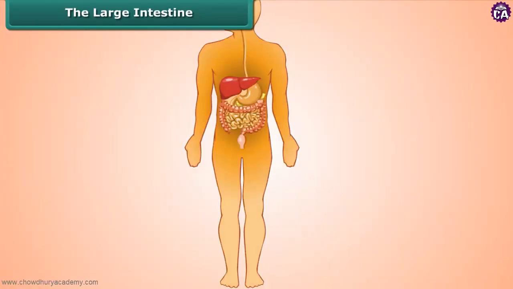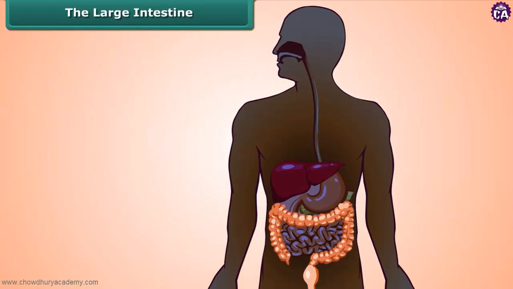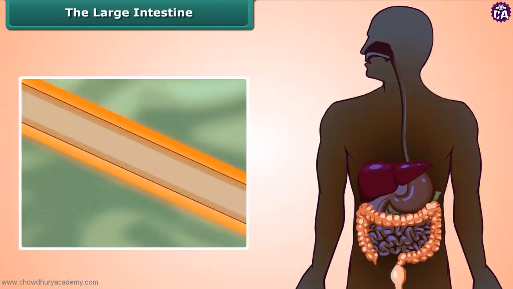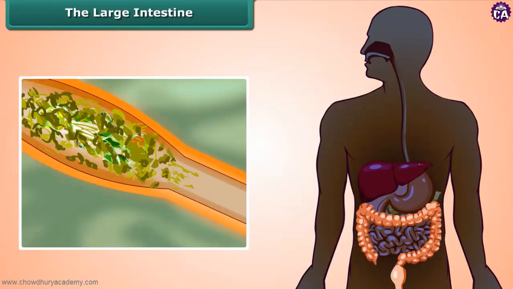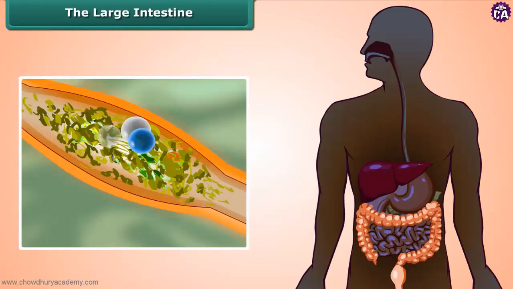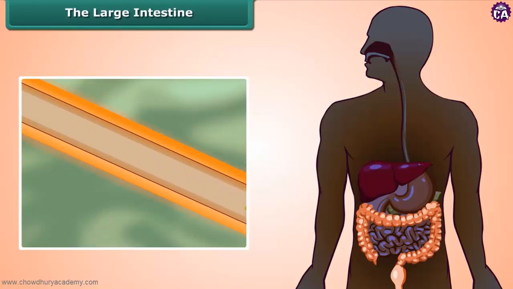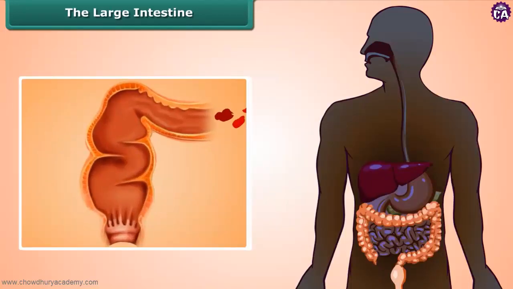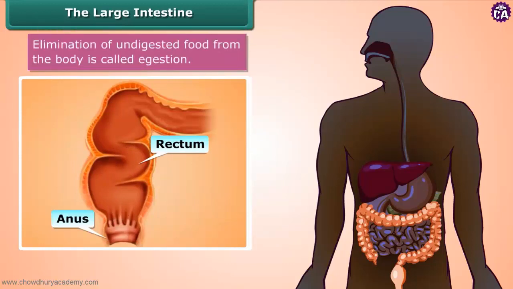When chyme gets into the large intestine, it absorbs most of the water and some salts out of the undigested food. This step is important because recovering water keeps us safe from getting dehydrated. Once most of the water is gone, solid waste moves to the last part of the large intestine called the rectum, and the fecal matter is removed through the anus. This is called egestion. So this way the human digestion completes.